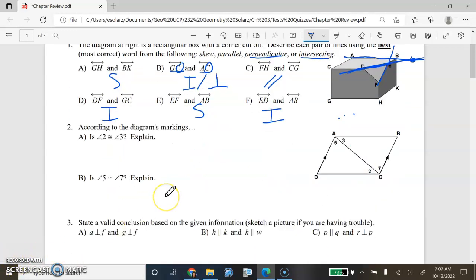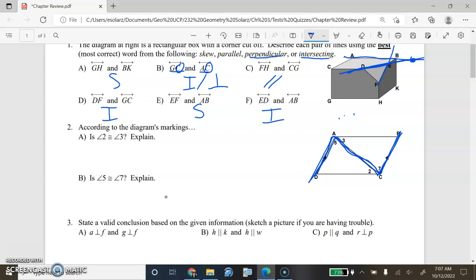All right, next, number 2. According to the diagram's markings, is angle 2 congruent to angle 3? Well, we only have one set of parallel lines here. We have to be really careful. So we only have that line BC and line AD are parallel to each other.